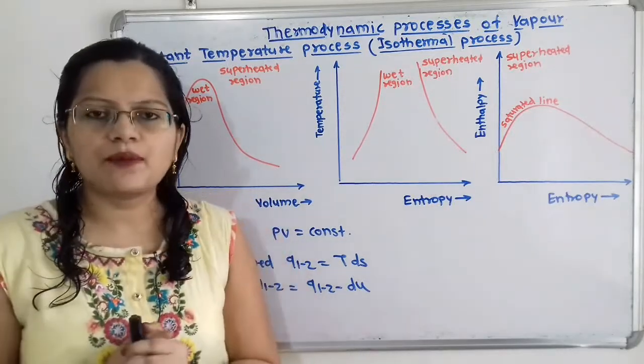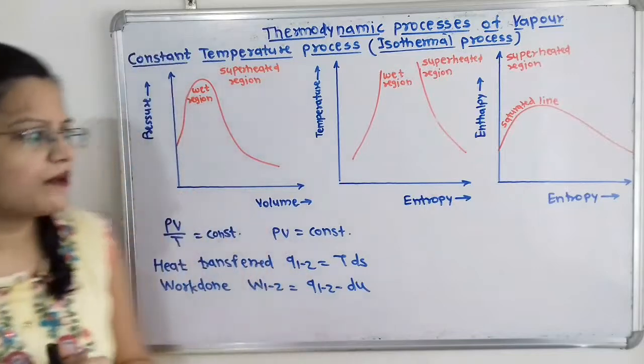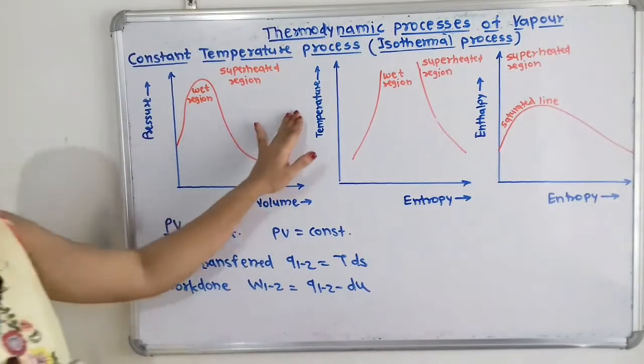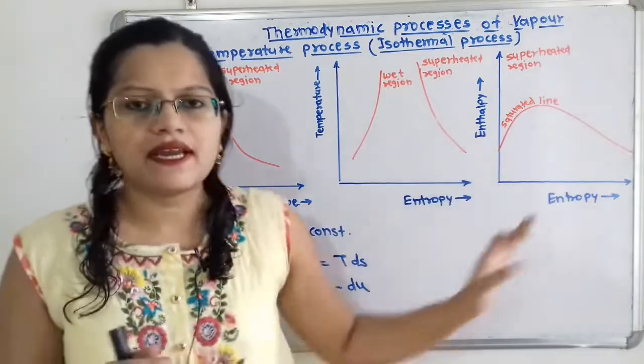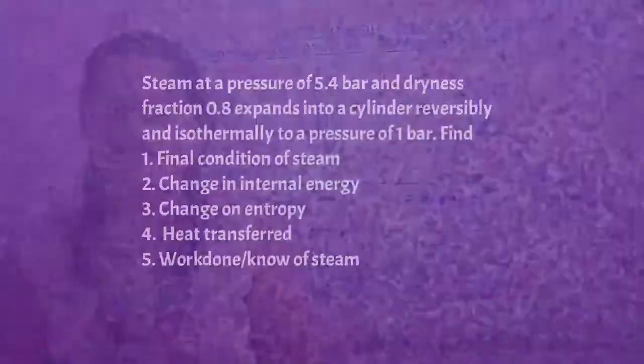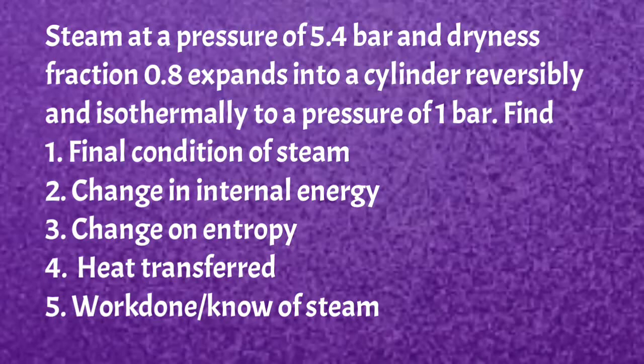Now we will solve one problem and we will understand that problem with the help of pressure volume diagram, temperature entropy diagram and enthalpy entropy diagram. I will read the given question. Steam at a pressure of 5.4 bar and dryness fraction 0.8 expands in a cylinder reversibly and isothermally to a pressure of 1 bar. Find final condition of steam, change in internal energy, change of entropy, heat transfer, work done per kilogram of steam. So this was the given question.